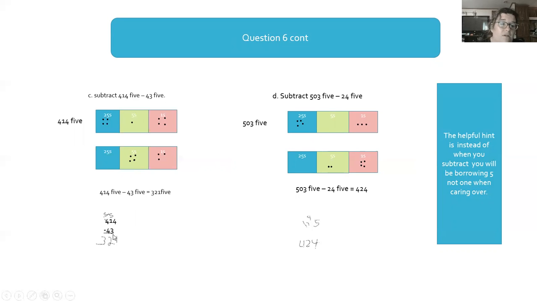So 4 minus 3 is 1, but we need to borrow over here. So we're gonna borrow 1. It's gonna make it a 3. And remember, we're borrowing 5. Borrowing 5. Not 1, borrowing 5. So it's gonna be 5 plus 1 is 6. And 6 minus 4 is 2. So you bring down your 3. So it's gonna be 321.